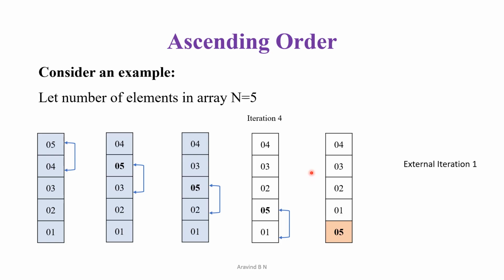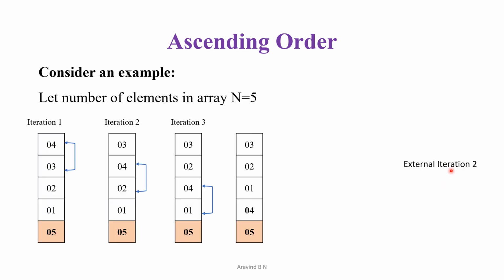Now we can observe that after the completion of the first external iteration, one value has settled to its position, that is the highest value 5 in the given array. So that has settled to its actual position. When we start with external iteration 2, we need to verify the remaining 4 values only. We are not going to make any further verification with respect to this 5.